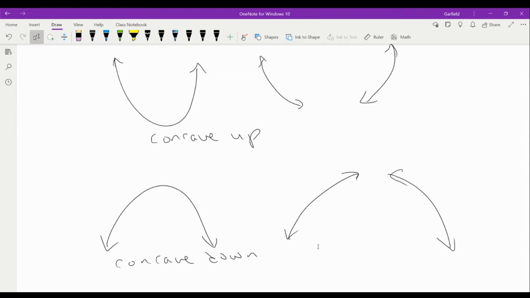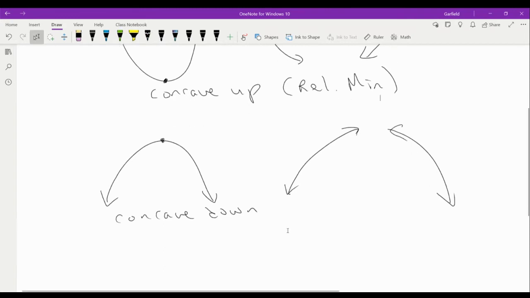Now what I want to draw your attention to is actually the bottom of these concavities, or the top. At the bottom of that concavity, how would you classify that? Would that be a relative max for the concave up or a relative min? So for concave up, it's going to be a relative min. And for concave down, it's going to be a relative max.